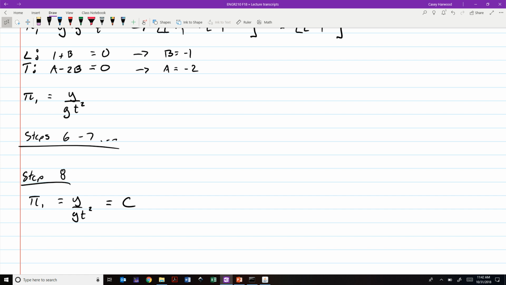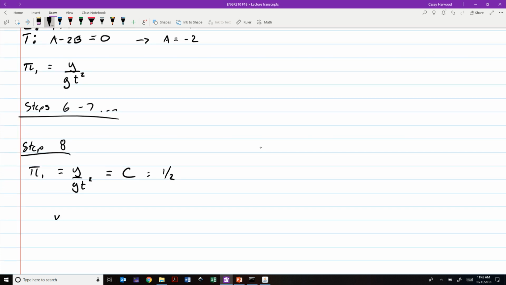Okay. And if we know gravitational acceleration, this is a key here. We know what value of g is, and we can form this y over g t squared. We can calculate that. And what we find is that value of c is always going to be equal to 1/2. Which means that we can come up with this expression of y equals 1/2 g t squared using only one experiment.